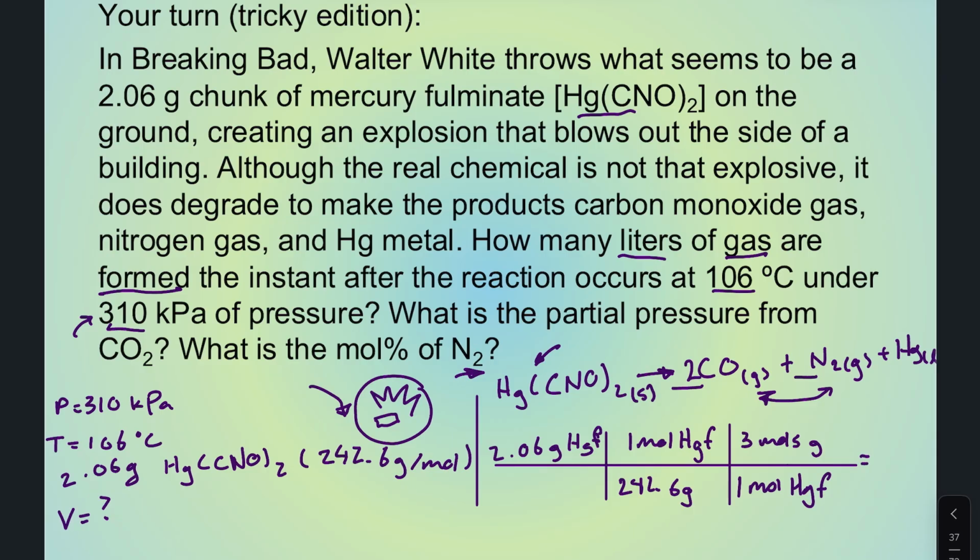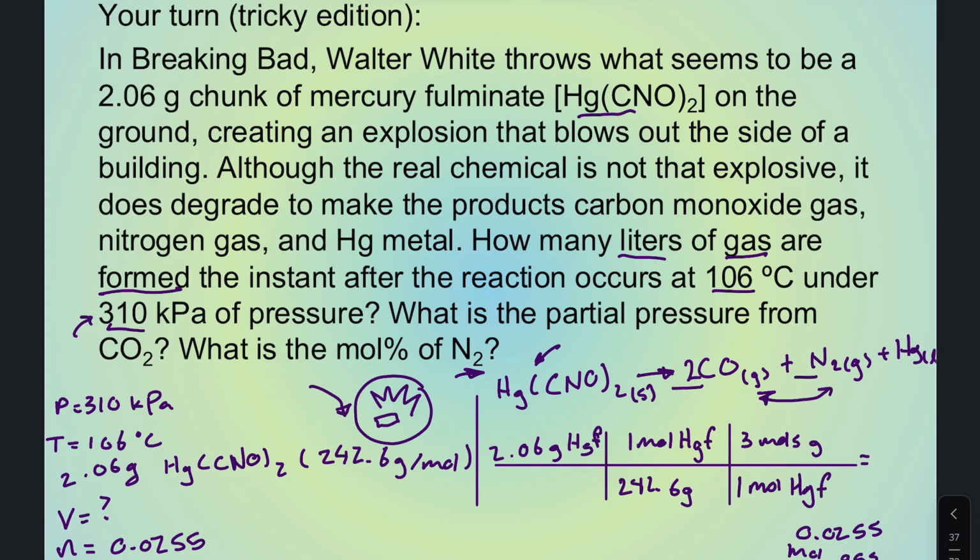And so when we do this calculation, we end up getting 0.0255 moles of gas. And so we can now say that our n is going to be 0.0255. That is our final value. And so even though it's a 2.06 gram chunk, we have relatively low moles of gas. That's because most of the molar mass here is due to mercury, which is quite heavy.